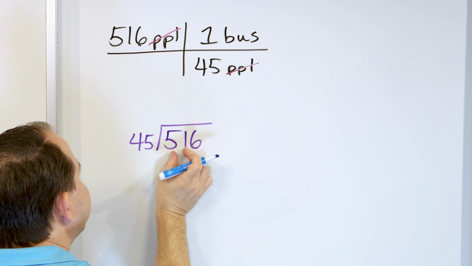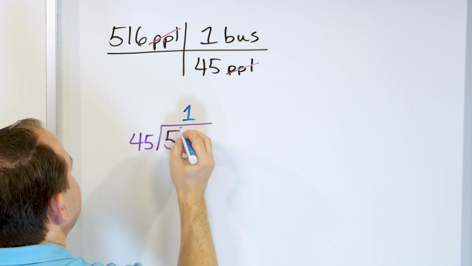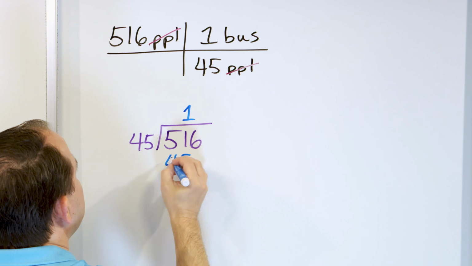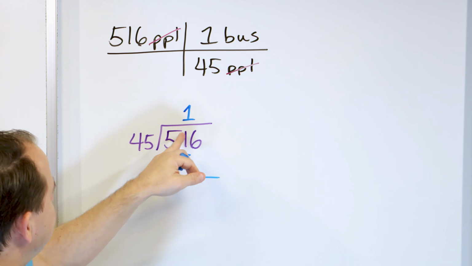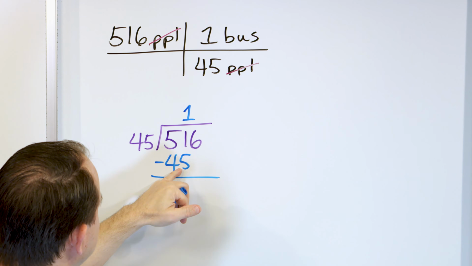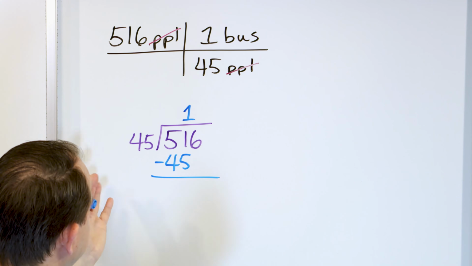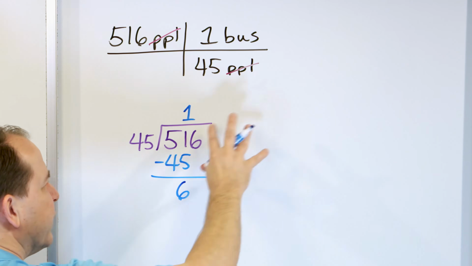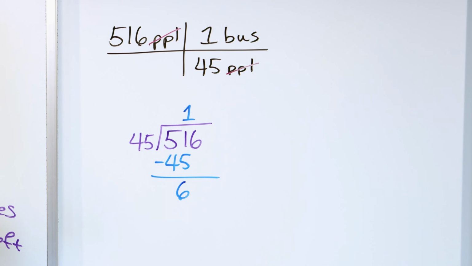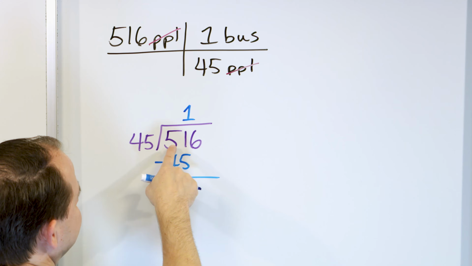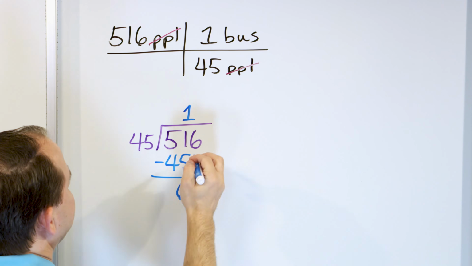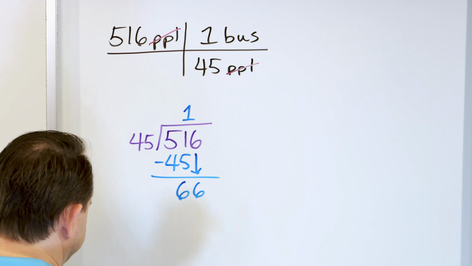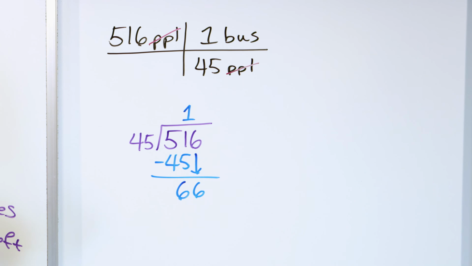Well, going into 51, this can only go 1 time. Multiply, I'll get 45. Now I can do the subtraction by borrowing, but I know it's 45 plus 5 more will be 50, and then going up to 51. So the difference is only 6 here. And you could do the long subtraction with borrowing if you want, but it's easier to just see 5 plus 1 more is 6. After subtracting, grab the next digit, which is a 6, which is 66 there.